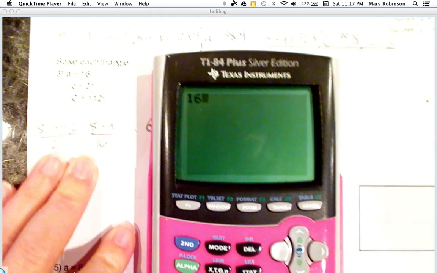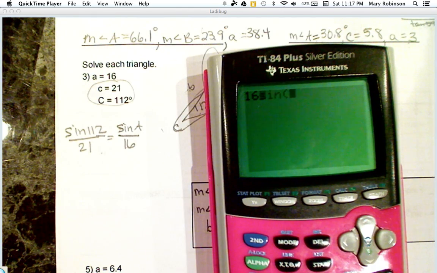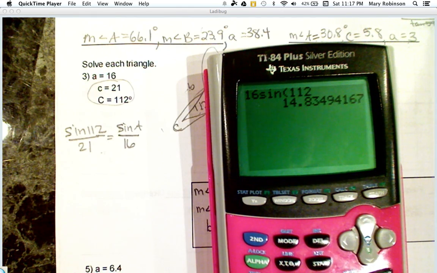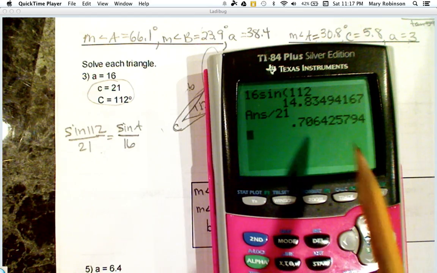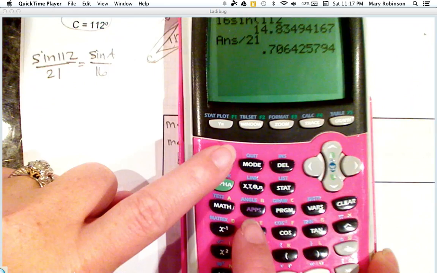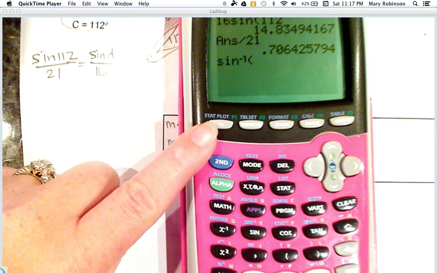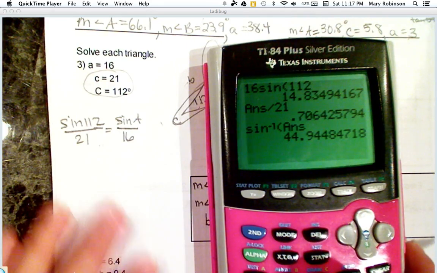So I'm typing in 16 times the sine of 112, hitting enter, and then dividing by 21. Remember, we should get a value between 0 and 1, and because we're finding an angle measure, we need to hit inverse sine. So I'm going to hit second sine, second, and then the negative key for your answer. And we get 44.9 degrees for angle A.